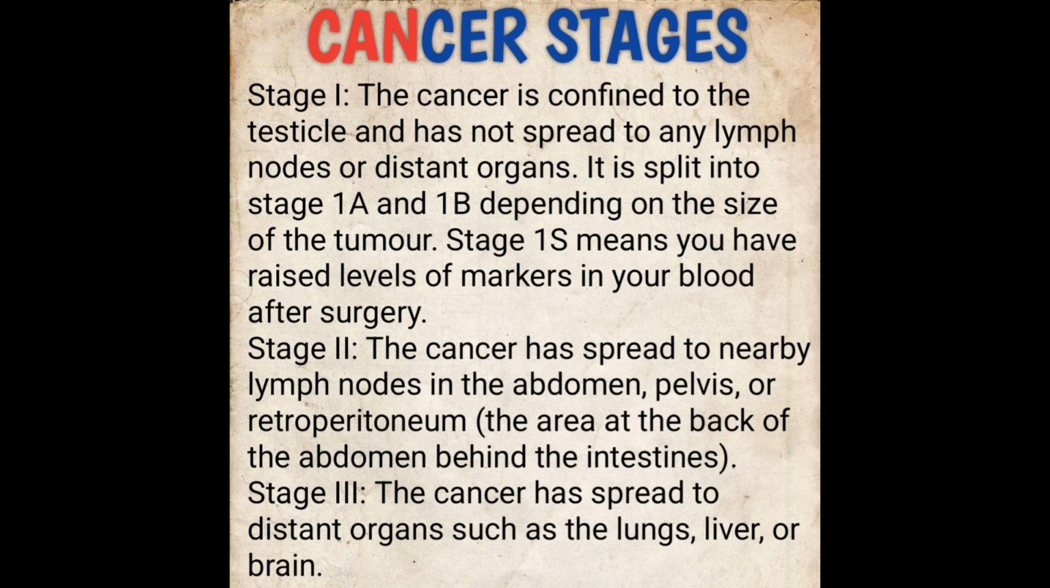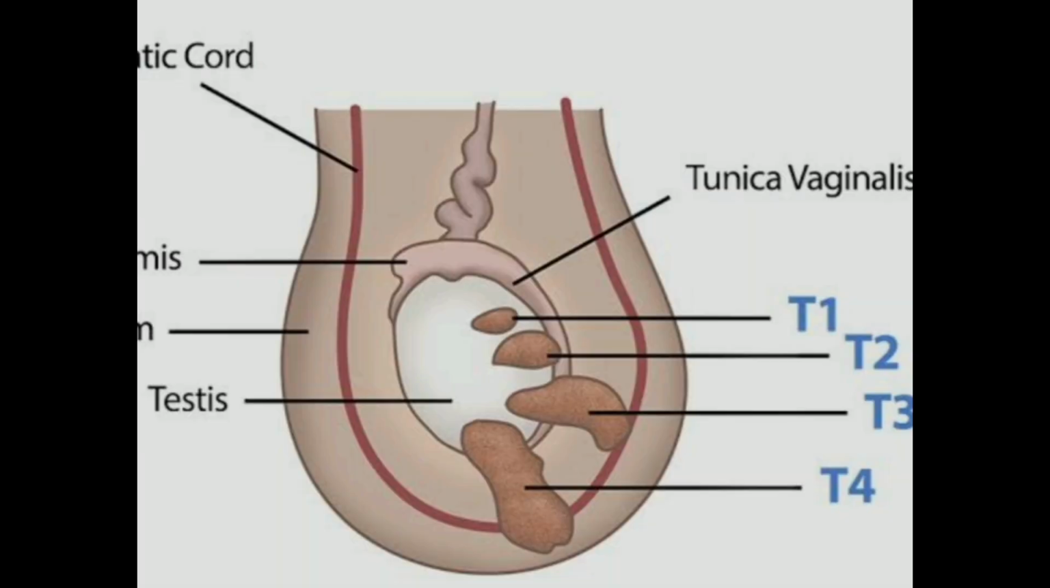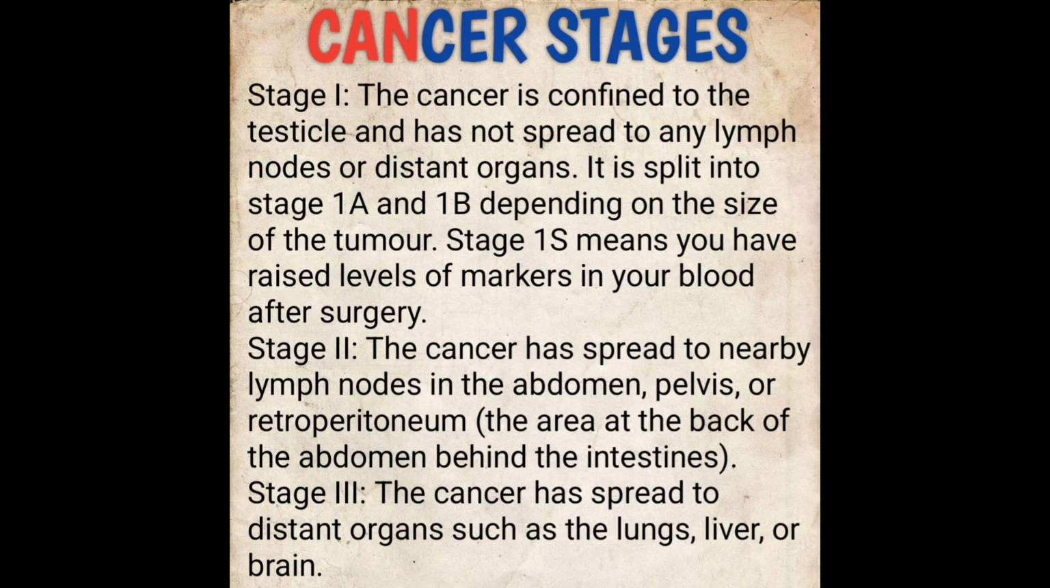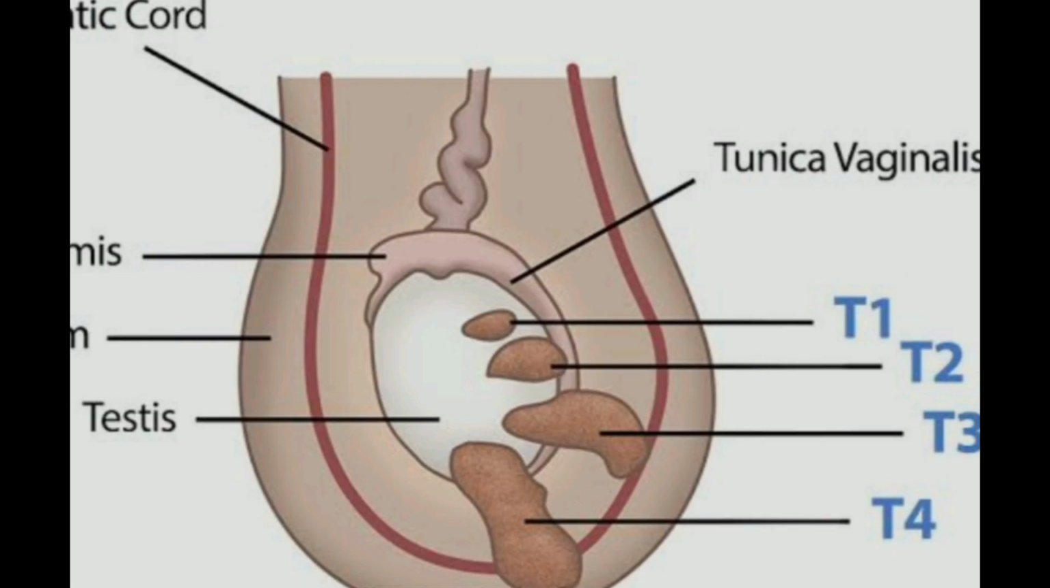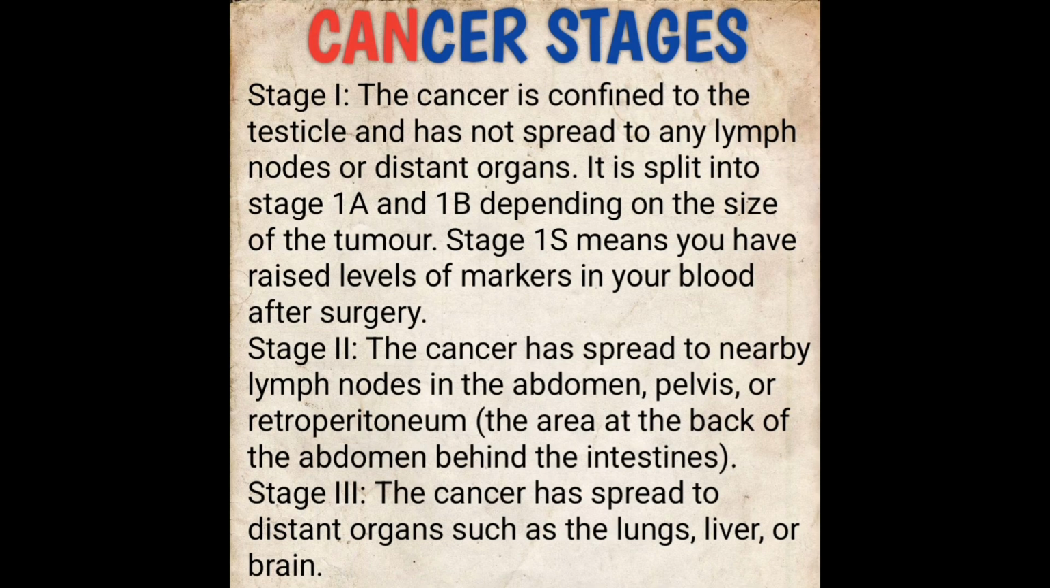Stage 2, the cancer has spread to nearby lymph nodes in the abdomen, pelvis, or retroperitoneum, the area at the back of the abdomen behind the intestine. You can always notice also the back pain. Then the final stage, stage 3, the cancer has spread to distant organs such as the lung, liver, or even the brain. So there are still chances that one could cure this testicular cancer even at stage 3.